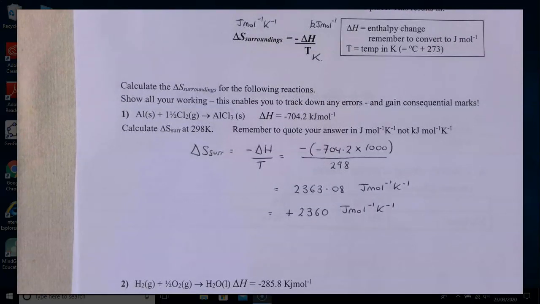So what I'd like you to do now is have a pause of the video, and can you have a go at the question at the bottom of page 10? Have a go at question 2.